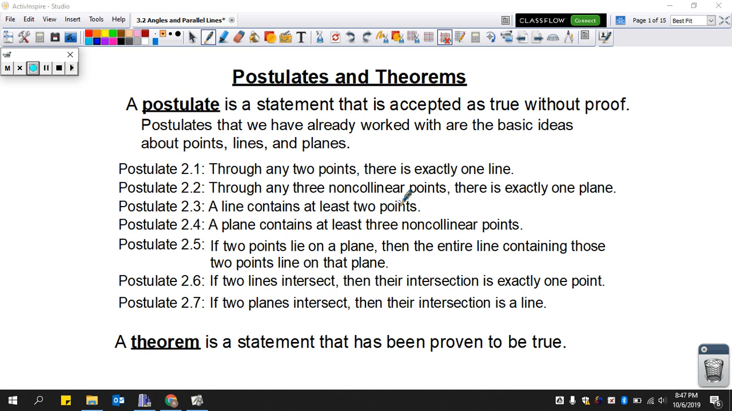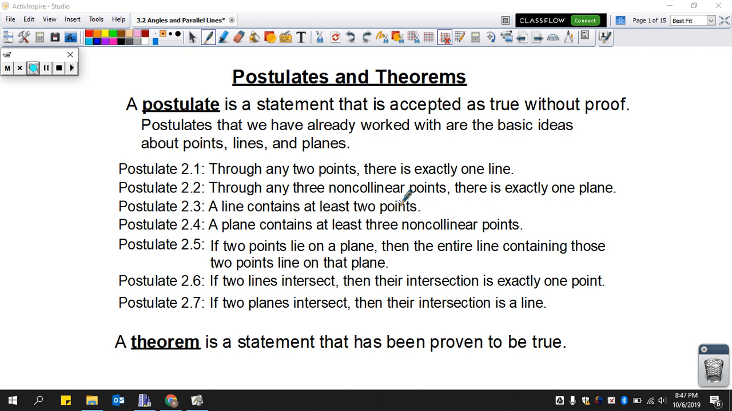In this lesson, we're going to be talking about angles and parallel lines and how they interact with each other. But first, I wanted to talk about some basic definitions that are covered in Chapter 2. We're not doing Chapter 2 right now. We're probably going to come back to it later on in the year.